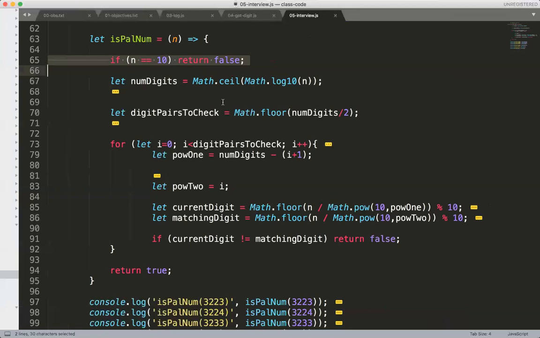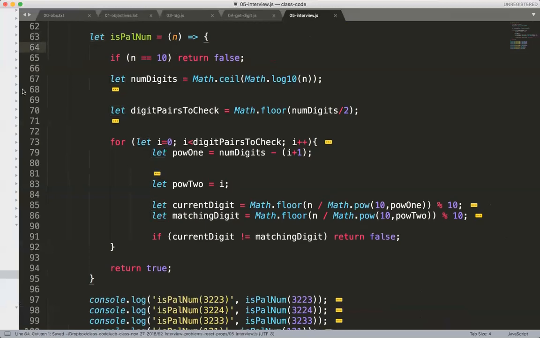Yeah, Sandy. This is all written in ES6. But ES5 would just be you replace the lets with vars, and you put function isPalNum(n). So it would be very similar. Oh, yeah. Go ahead, Nick.